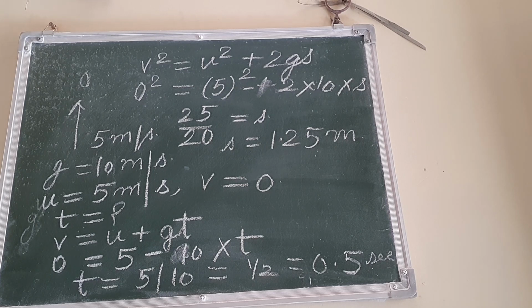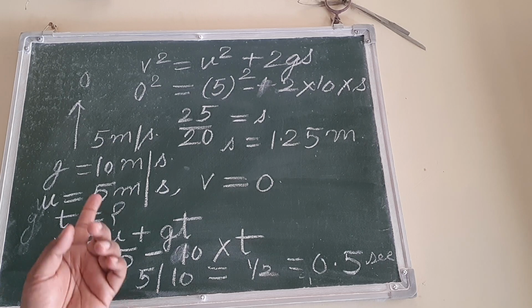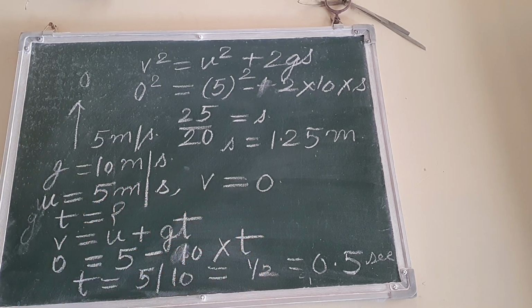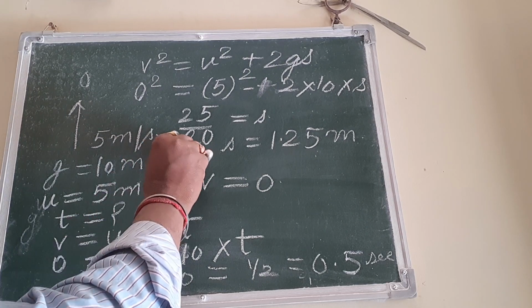So here, according to the question, the initial velocity is 5 meters per second. V is the final velocity, that is 0, because the body attains the maximum height. At the maximum height, the final velocity is 0. So we have to find the time. The gravity is 10 meters per second square.